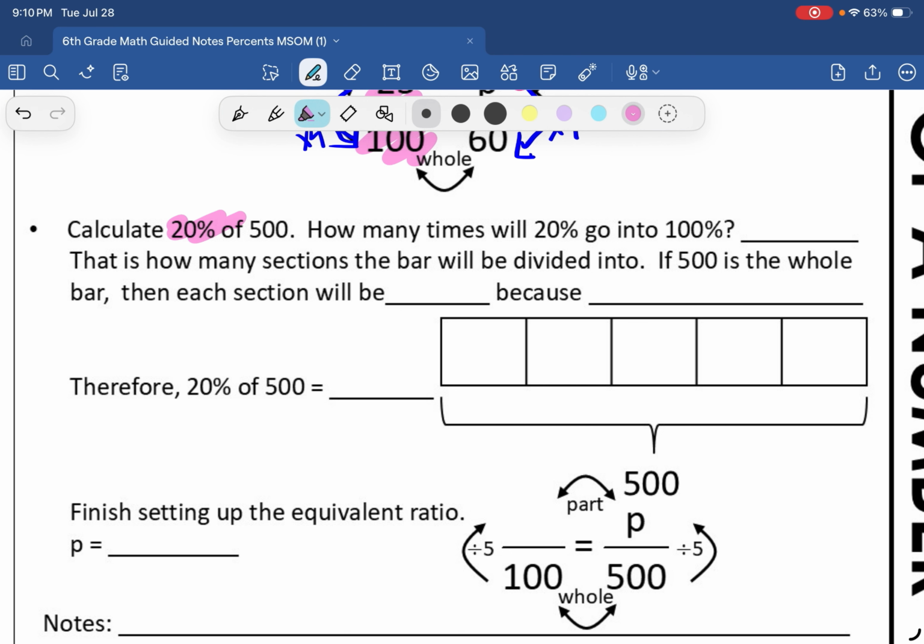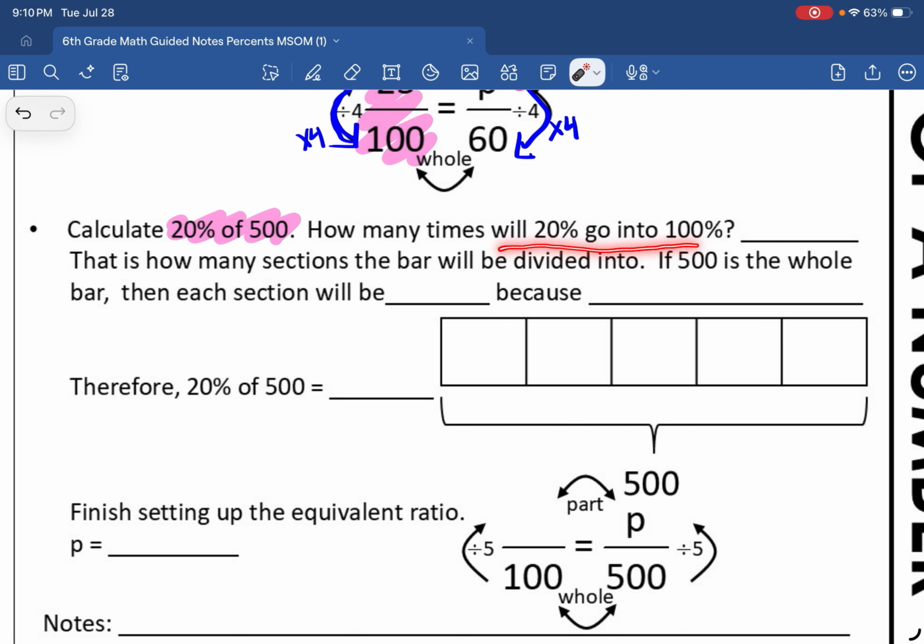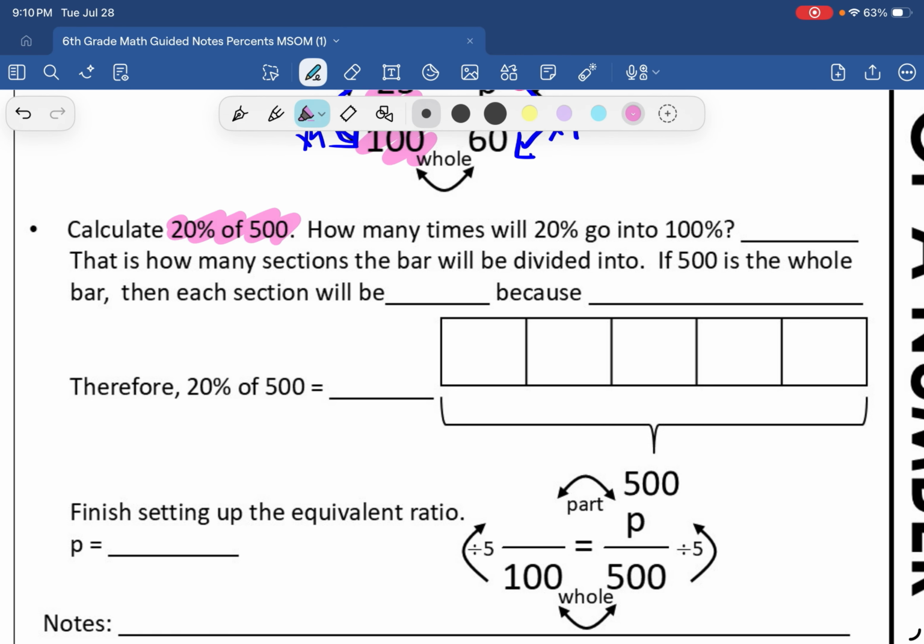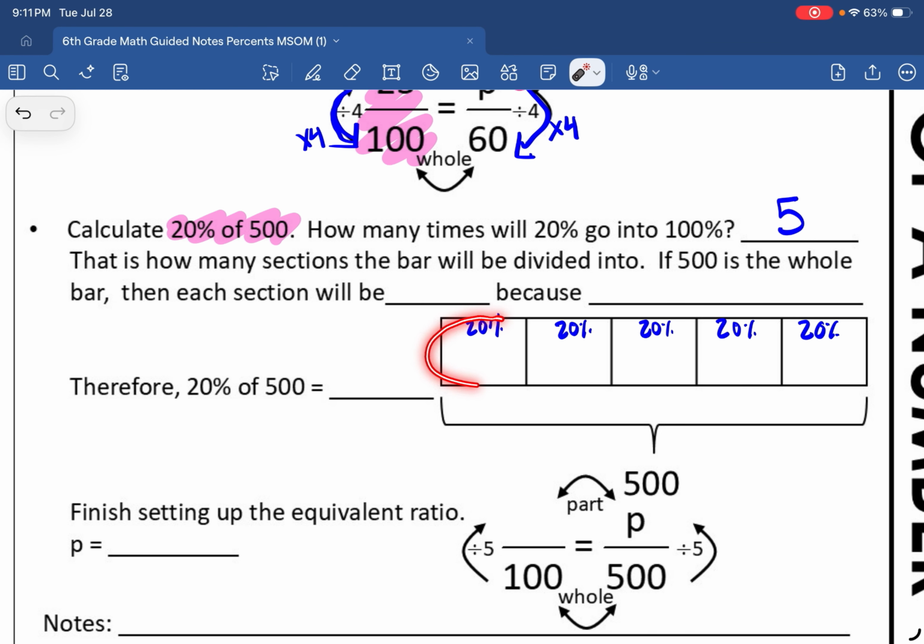Calculate 20% of 500. How many times will 20% go into 100%? So if my whole bar represents 100%, I can go 100 divided by 20, and that gives me 5. That tells me I should divide up my bar into 5 sections. That means each section will be 20%. So I have 20, 40, 60, 80, 100%.